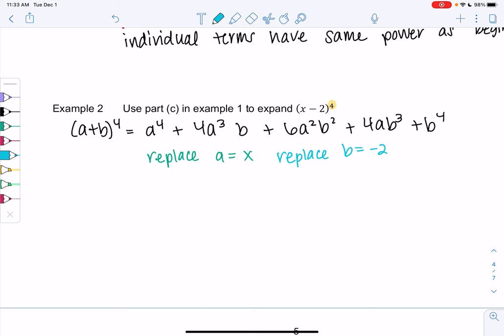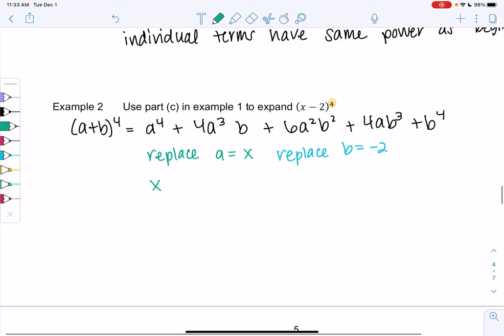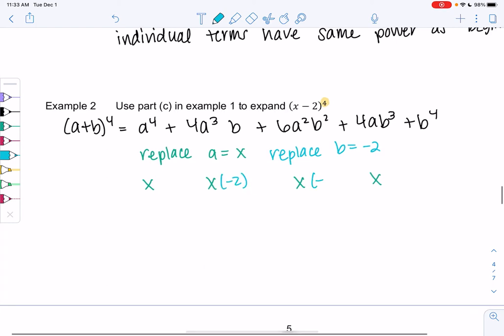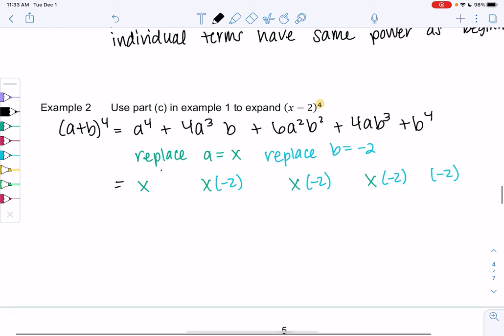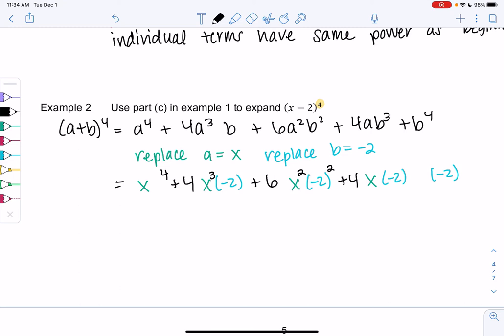So I'm going to replace all the a's with x. So I'm just going to kind of write it below and then add all the information. So I'm just putting x's where all the a's were, putting negative 2's where all the b's were. And so let's see. So we will have x to the fourth plus 4 times x cubed times negative 2. So that's my 4a cubed b. And then we'll have 6a squared b squared. So 6x squared negative 2 squared plus 4a, which is x, b, which is negative 2 cubed, and then plus negative 2 to the fourth.